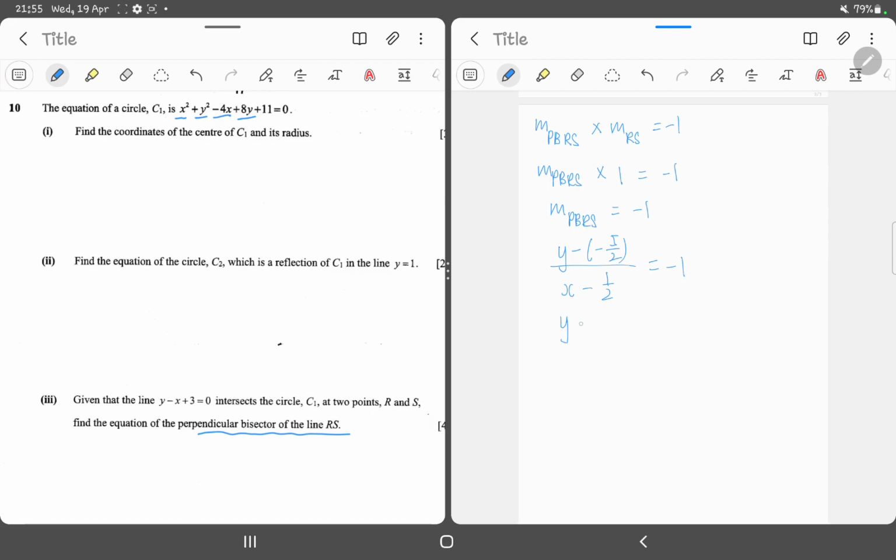So this means that y plus 5 over 2 is equals to minus x plus 1 over 2. So y is actually equals to minus x plus 1 over 2 minus 5 over 2. So y is actually equals to minus x minus 2. So that is the equation of the perpendicular bisector of the line RS, and we are done.